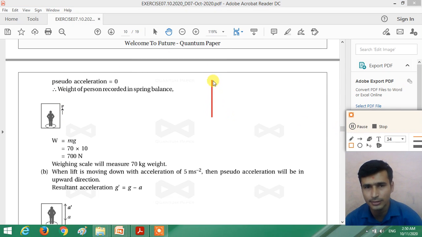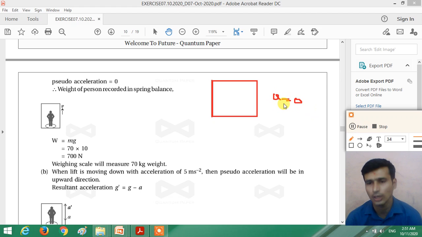When the lift is stationary, its pseudo acceleration will be zero, right? Or when the lift is moving with constant velocity in the upward direction or in the downward direction, in both cases the pseudo acceleration will be zero and the weight of the person measured by the weighing scale is W equal to m into g.